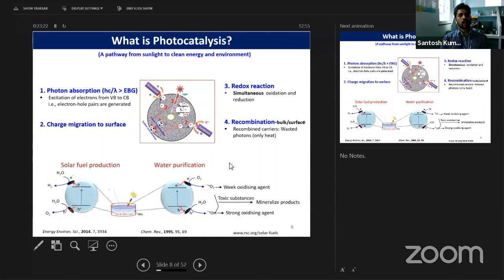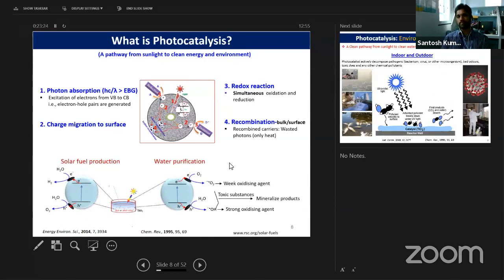Some examples, let's say solar fuel production, that is hydrogen production. This is how it works. The electron reacts with the water and produces hydrogen. Basically here the proton is undergoing the reduction. Whereas the hydroxyl ions undergo the oxidation and produce oxygen.